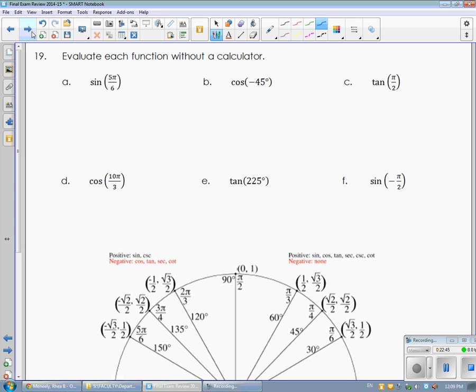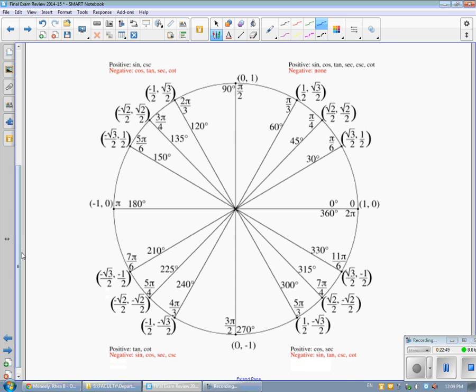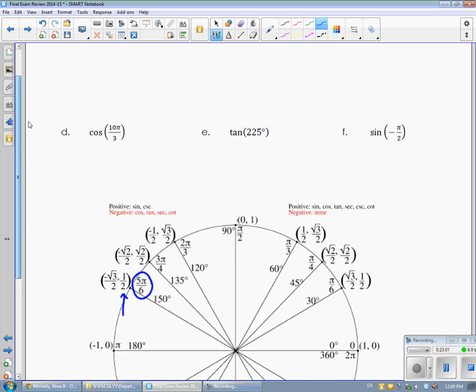So in the first one, we're looking at the sine of 5 pi over 6. On my unit circle, I'm going to see if I can find 5 pi over 6, and it's right here. Remember that the sine of 5 pi over 6 corresponds to the y value of that ordered pair. So the sine of 5 pi over 6 is 1/2.